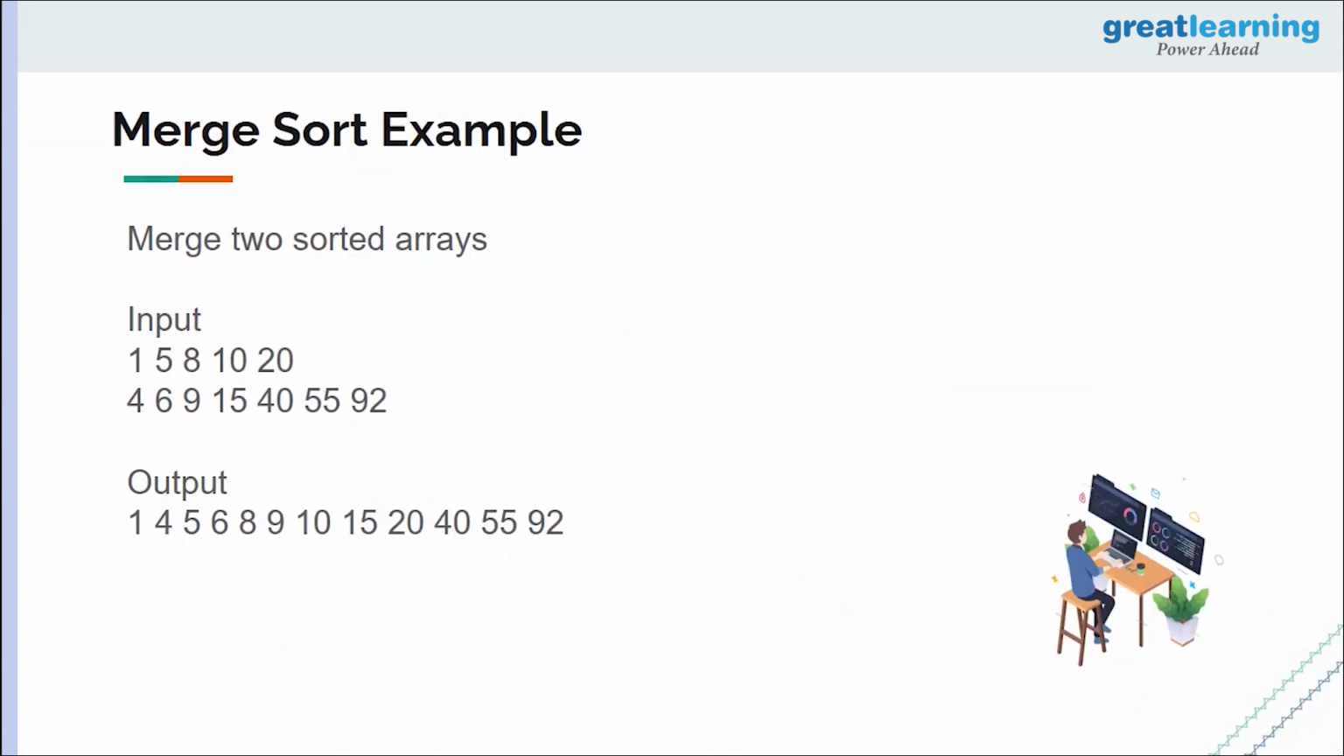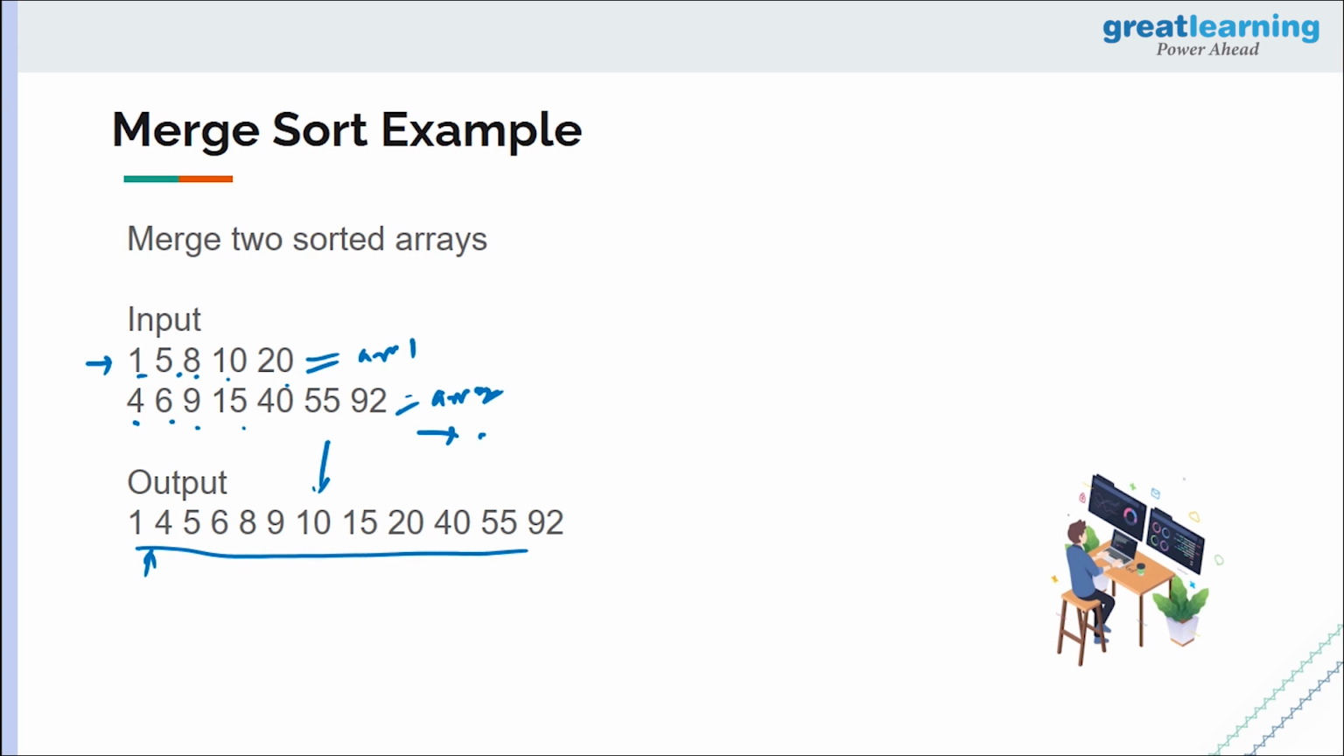Now let's try to see one of the examples, which is one of the most commonly asked questions on merge sort. So you have been given these two sorted arrays, right? And you have to merge them into a single sorted array. If you see the input that is given to you, this is your one array, let's name it ARR1, and this is your ARR2. So this is 1, 5, 8, 10, 20, that is, it is sorted. And similarly, 4, 6, 9, 15, this is also sorted. Now you have to merge them together and the resulting array should also be sorted. So this is your problem.